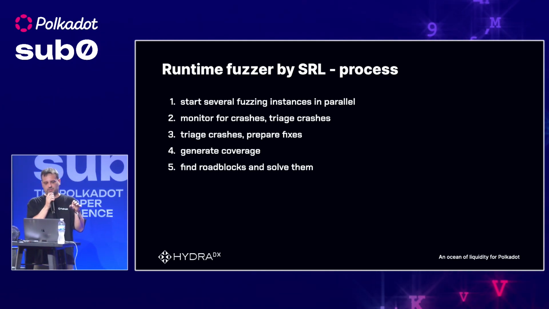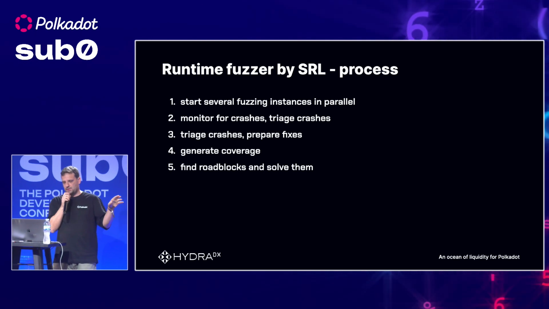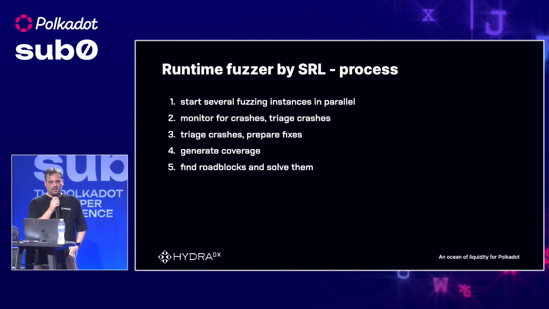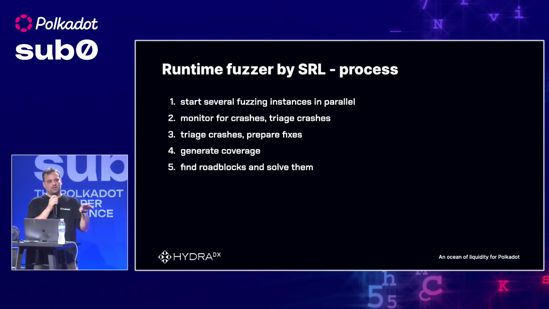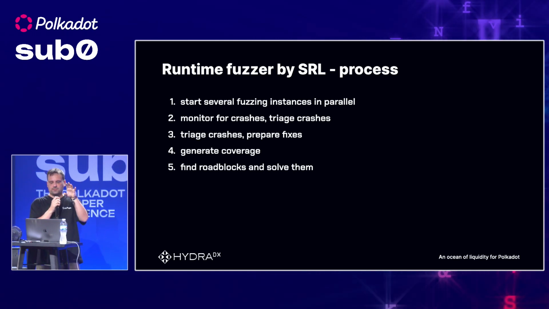And it's pretty straightforward. You give it a parameter for how many threads it can use, and it starts that many fuzzing instances in parallel. It uses the AFL fuzzer and the HonggFuzz fuzzer, and then it monitors all these instances for crashes, for the seeds, for everything.